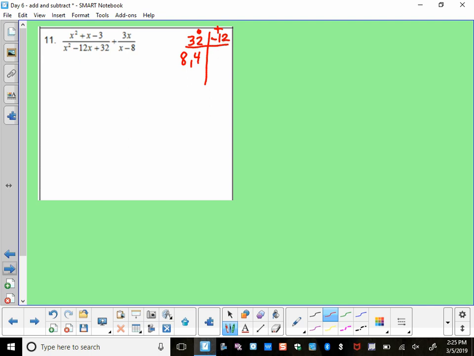Let's see, 8 plus 4. Well, I need a positive 32, so I know I need two negatives. Negative 8 minus 4 gives me negative 12, right? So that one works. I'm going to cross out that one and just rewrite x minus 8, x minus 4.